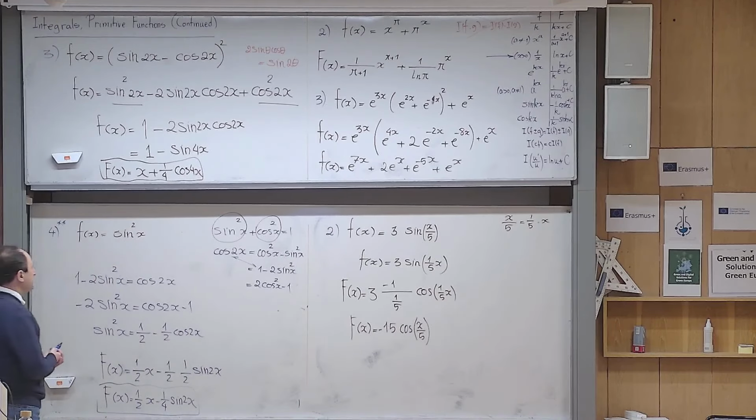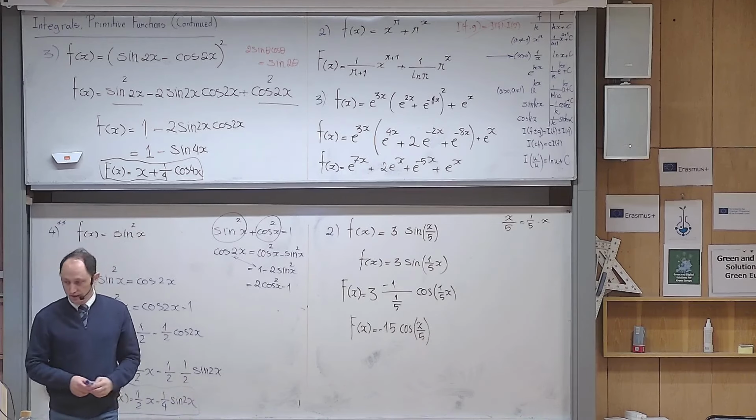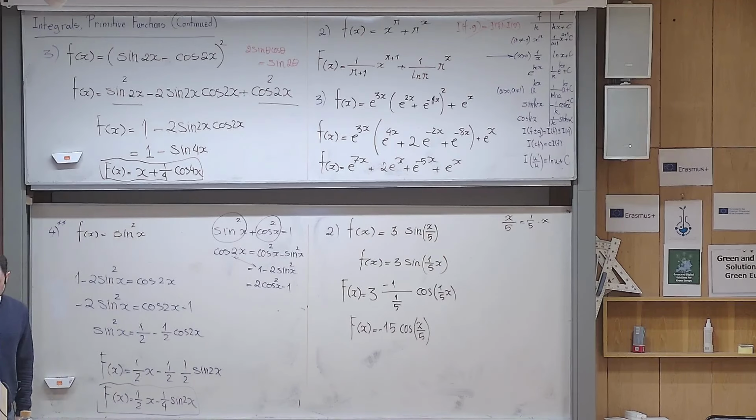Whenever the second power of sine or cosine appears, and you are supposed to find a primitive function, you need to remember the cosine double angle formulas. Is that okay? Yes, that's it.